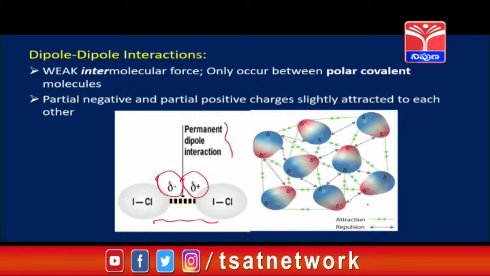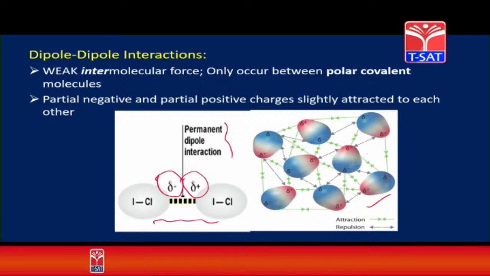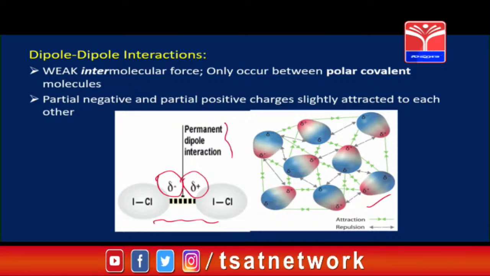In 3 dimensions, you can see how the network of interaction takes place, both attraction as well as repulsion. Always you will see that delta plus of one molecule is attracted towards the delta minus of the other molecule.